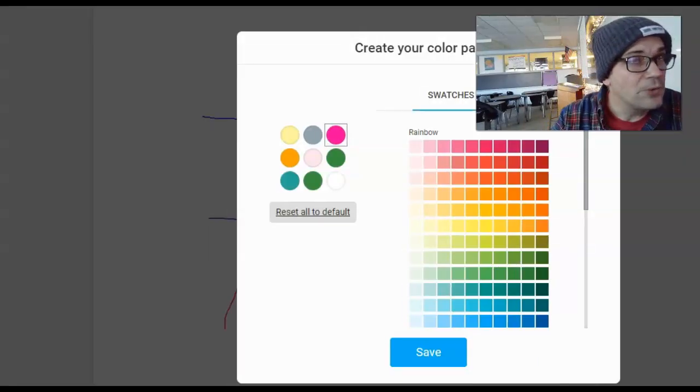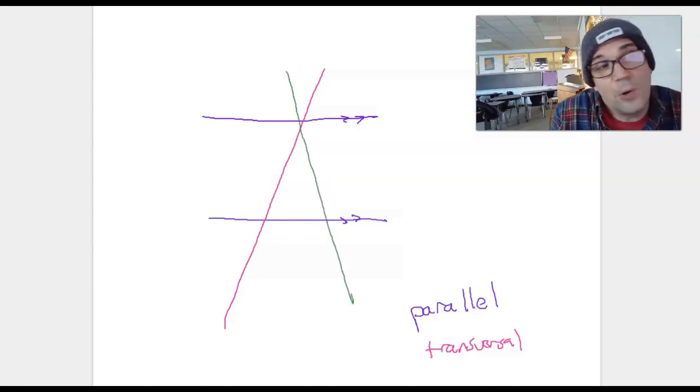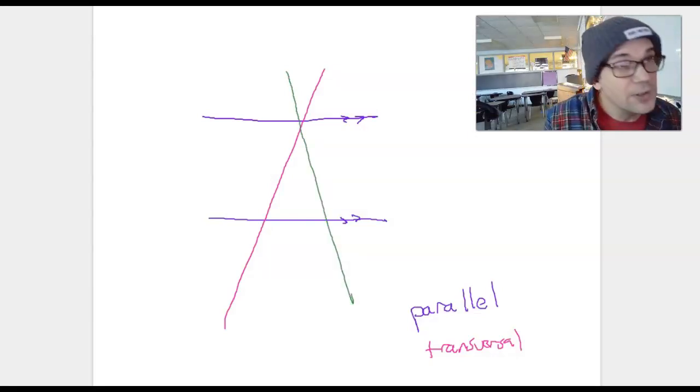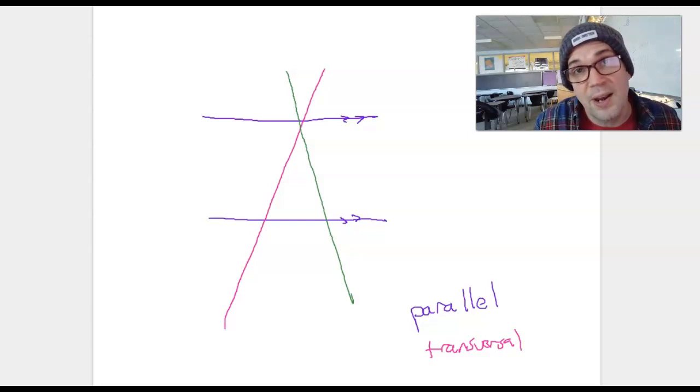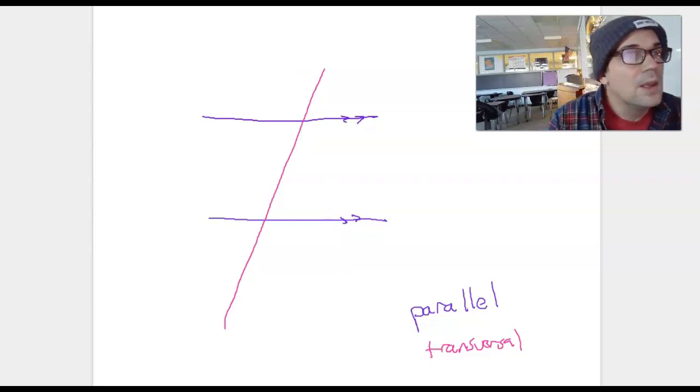And you could have multiple transversals if you want to. You know, you could have another transversal that comes across like this. That would also be considered a transversal. I don't want to muddy up the picture right now, so I'll take that transversal away. You just could have multiple ones.